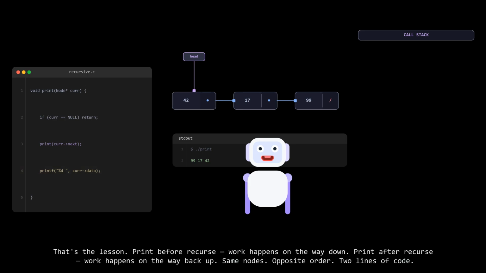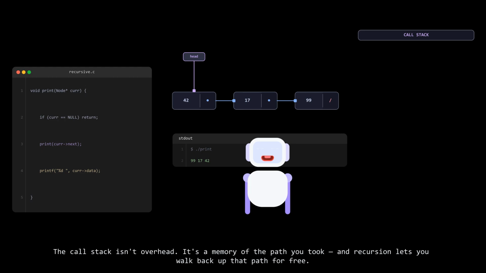That's the lesson. Print before recurse. Work happens on the way down. Print after recurse. Work happens on the way back up. Same nodes. Opposite order. 2 lines of code. The call stack isn't overhead. It's a memory of the path you took, and recursion lets you walk back up that path for free.